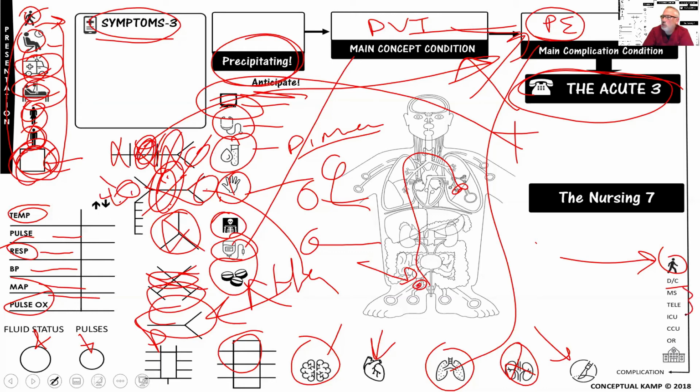Where could they be? Will they be on the med-surg, tele, or ICU? Well, it depends on the stage of the DVT. They could get it on a med-surg floor. It can be on a tele floor. It can be on any of these floors. But where they're going to be admitted depends on if they have a heparin drip or not.